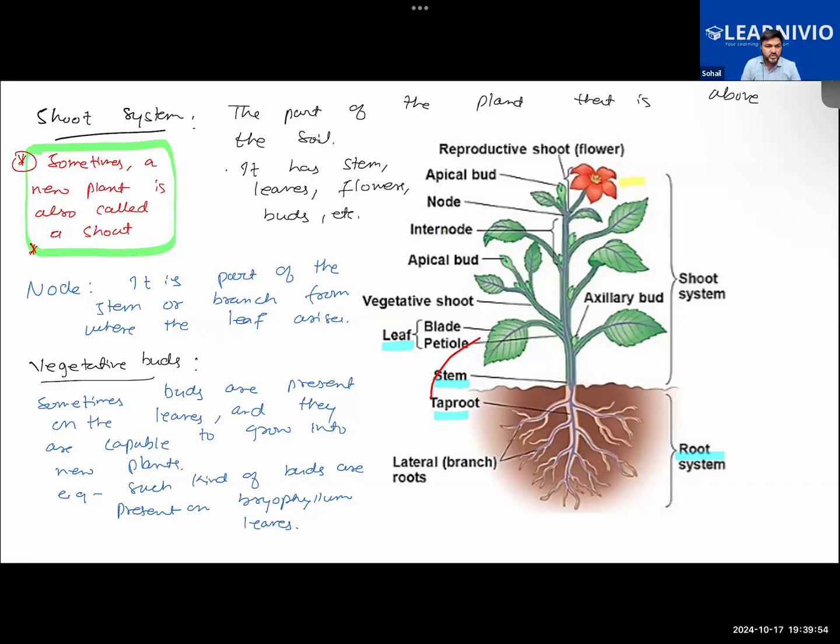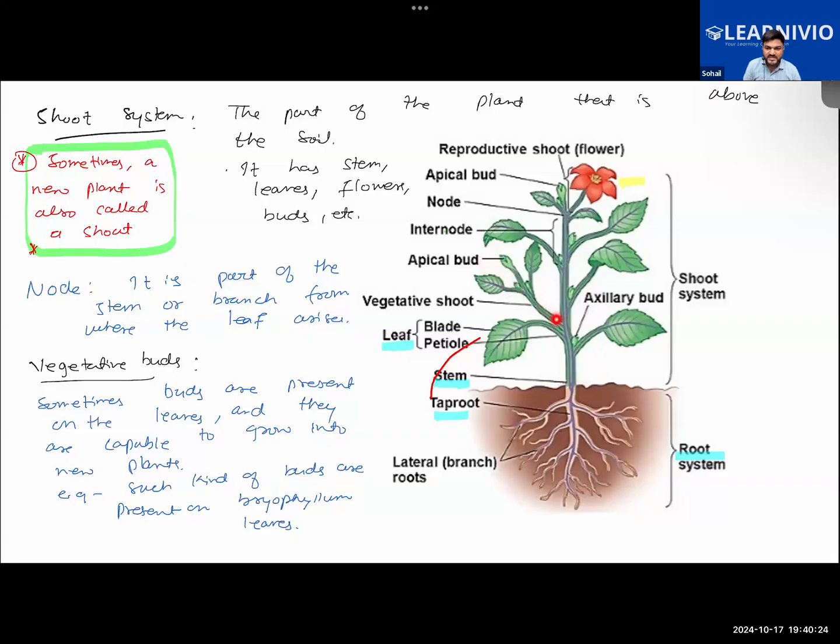We learned about what is shoot, the part of the plant that is above the soil, which basically contains different parts of the plants. Namely, it contains stem, leaves, flowers, buds, etc. While we were talking about the buds, we learned there are different types of buds. Like there is the apical bud, which will be present on the top part of the plant or the top part of the branches, from which new branches will emerge.